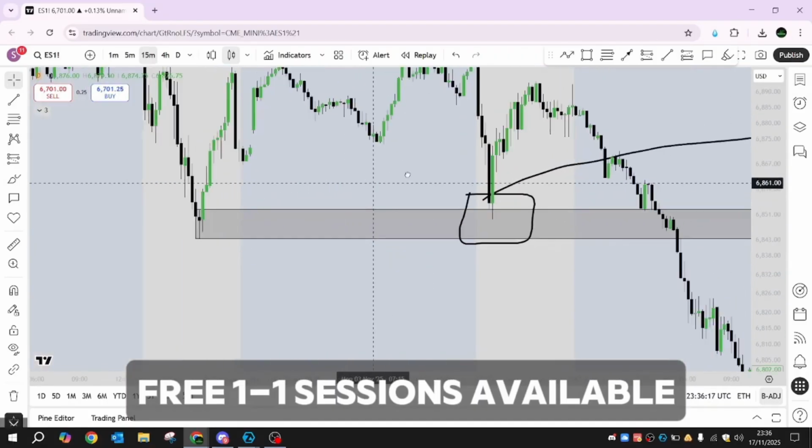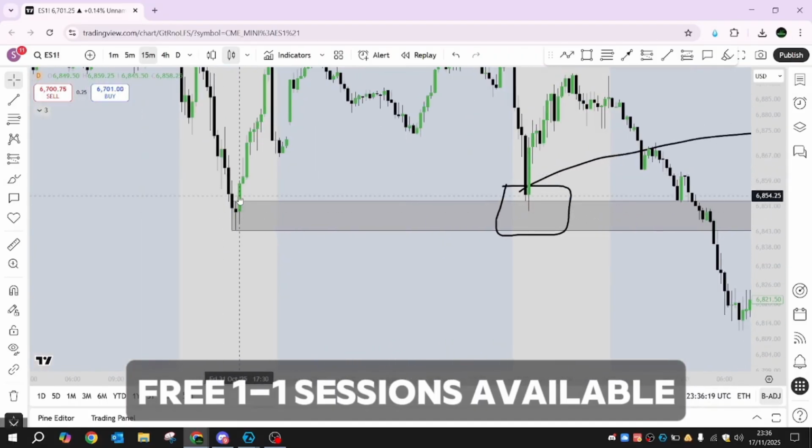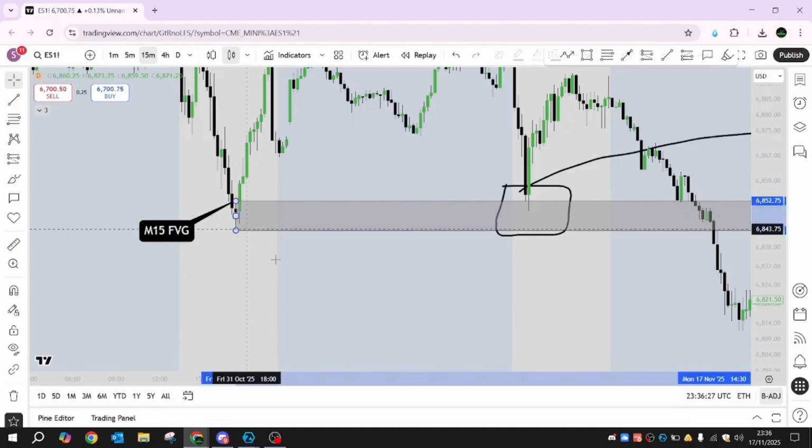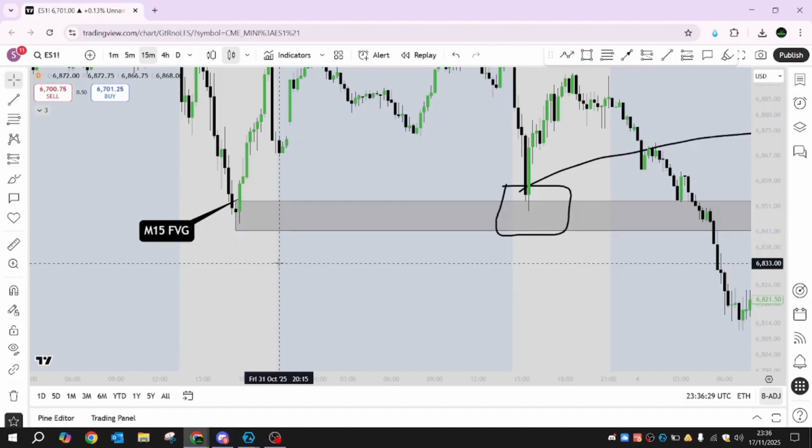So this was a fair value gap that was created on the 31st of October. And I always use a 15-minute. So this is a 15-minute imbalance or a 15-minute fair value gap. So I just mark the candle before.